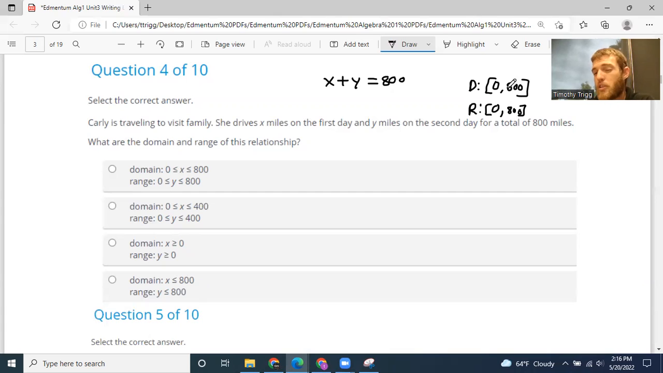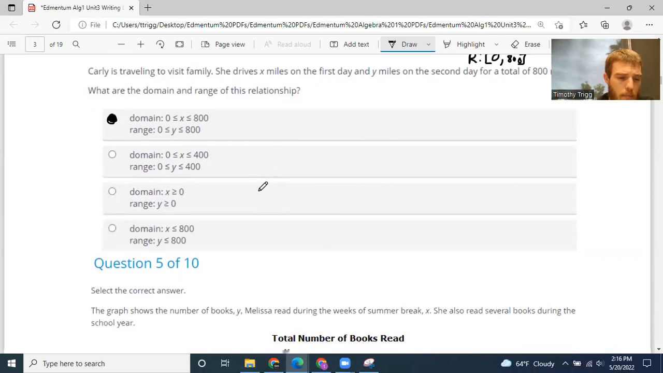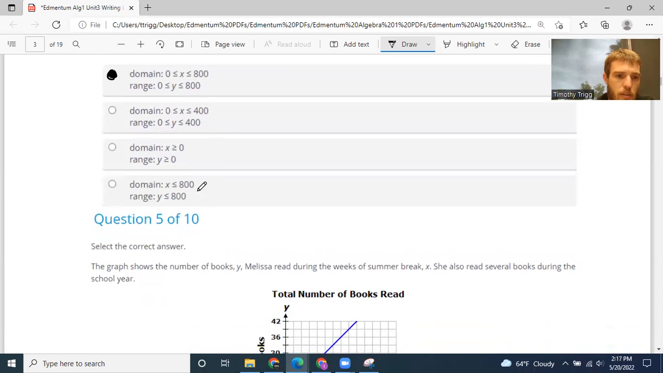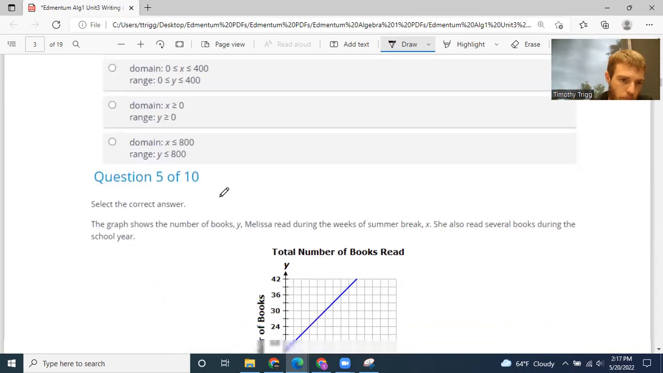Okay, we know in total these X and Y should add up to 800, but it's possible she drove all 800 on the first day and then 0 on the second day, or vice versa. So I would say our domain and range would be this. What's the difference between this one here and the last one? Well, the last one basically says that X and Y can also be negative, right? Which we don't want to say.